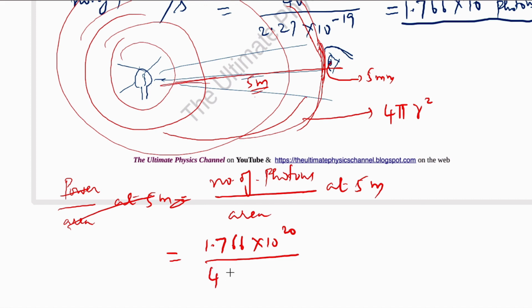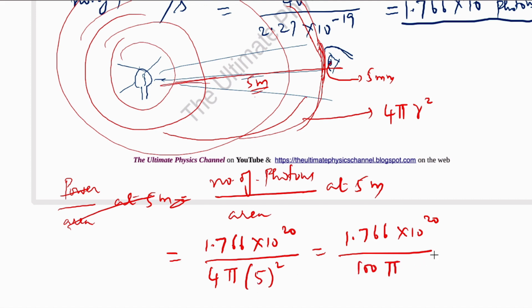which is 5 meters here. So 4 pi, this r is 5 meters, so 5 squared. This turns out to be 1.766 into 10 power 20 over 25 times 4 is 100, so 100 pi in the denominator here. That is the number of photons per unit area, so photons per meter squared. Now how many are being received by the eye, that is the pupil of the eye, at this particular point on the surface of this large sphere?